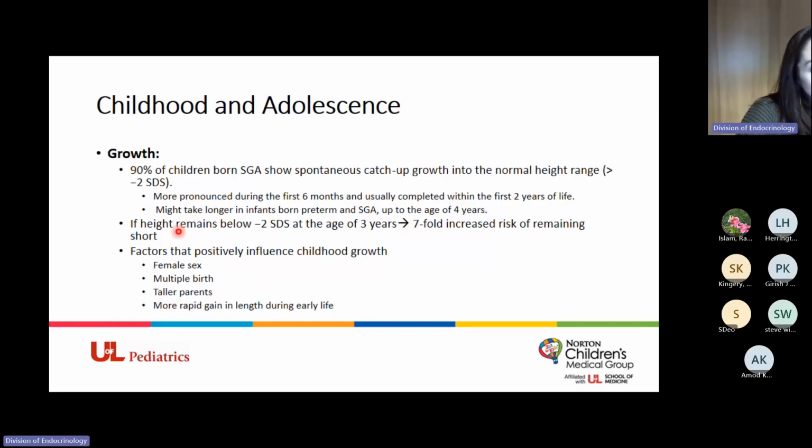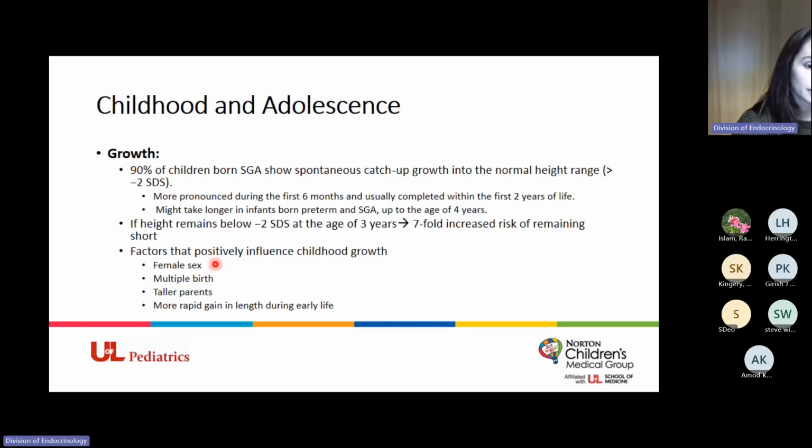Now, if the height remains low, meaning that it remains below -2 standard deviations by the age of 3, they have a 7-fold increased risk of remaining short as adults. So we know that even if they continue to catch up, the chances that they will remain short are very, very high. There are some factors that will influence growth positively.